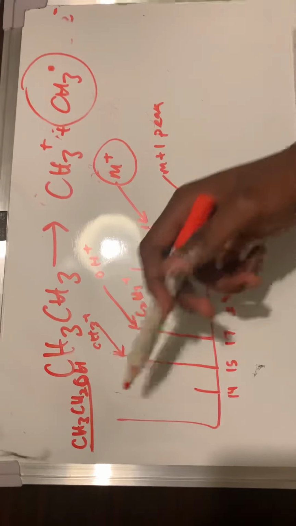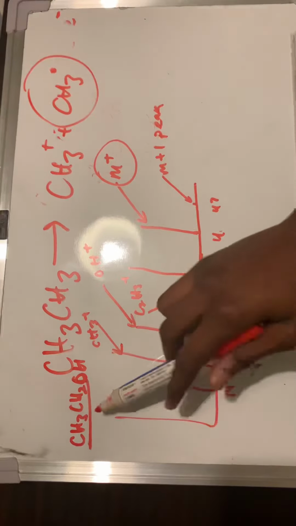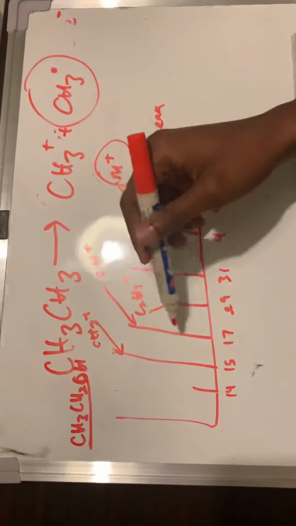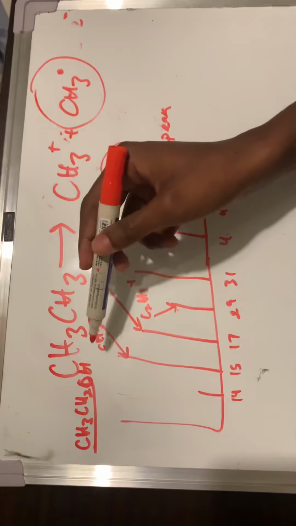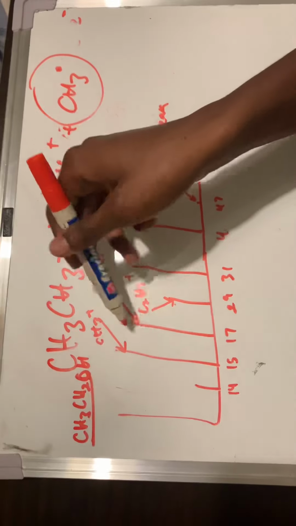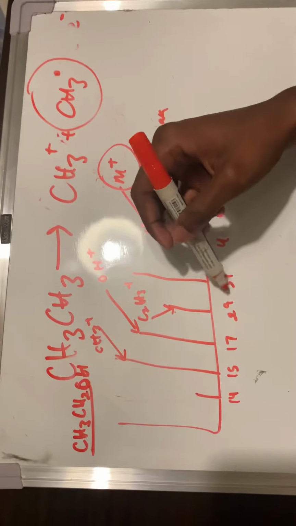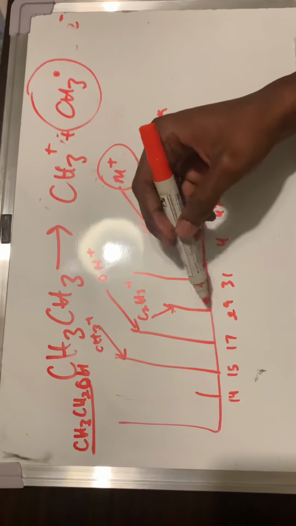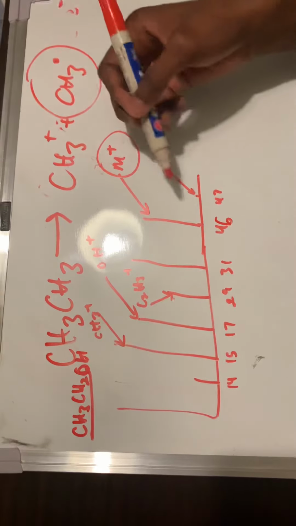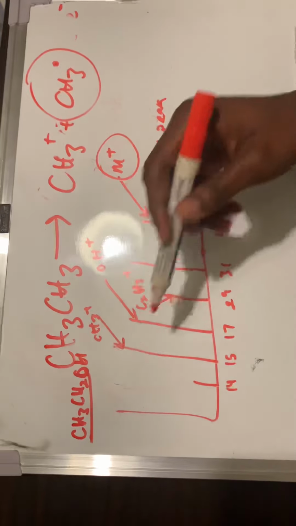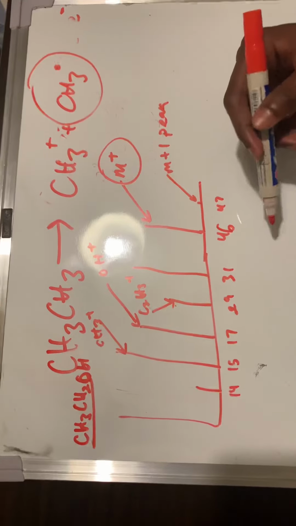So what I'm showing here is an example of a mass spectrum. This is the mass spectrum of ethanol. From what we can see, there's a CH3 plus peak at 15, because CH3 has an MR of 15, a C2H5 plus peak at 29 because it has an MR of 29, and an M plus peak at 46 because ethanol has an overall MR of 46.